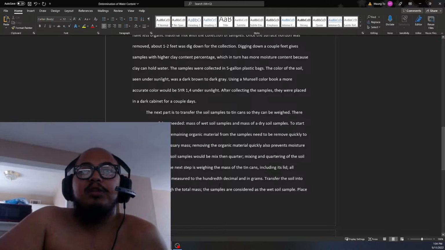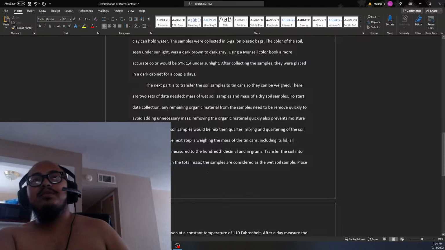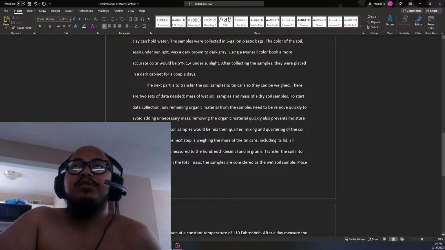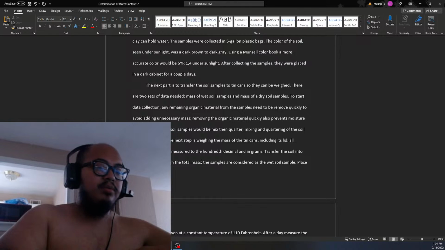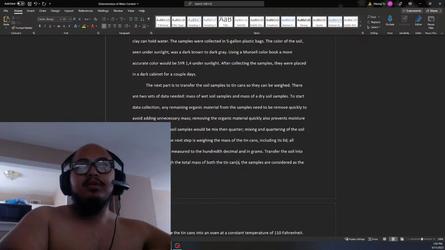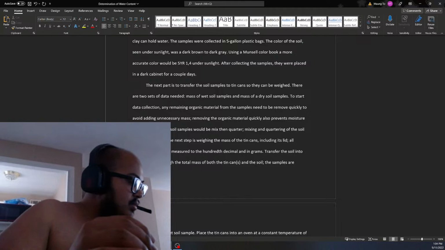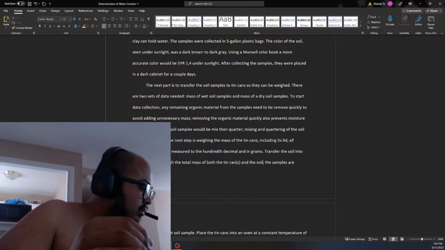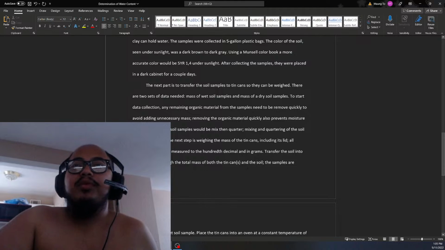All measurements were measured to the hundredth decimal and in grams. Transfer the soil into the tin cans and weigh the total mass of both the tin cans and the soil.